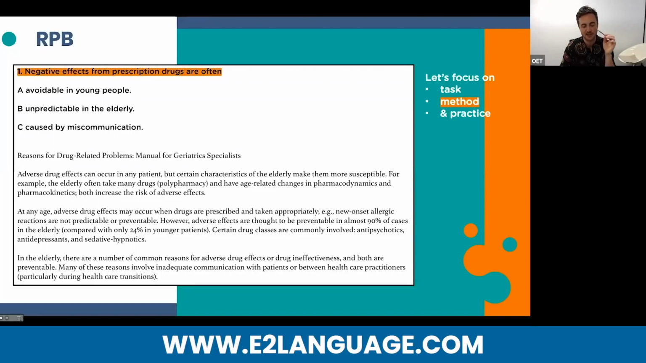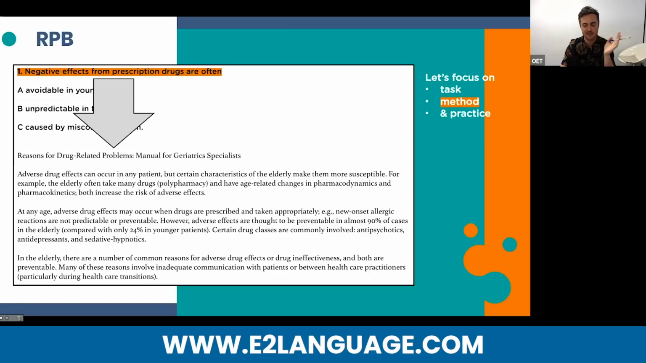But again, we want an approach here. So here's the approach. What we're going to do is read the question stem or the question prompt here. Negative effects from prescription drugs are often what? We're going to skip the answer options. Because if we read the answer options now and then go to the text, it's too confusing and you won't be able to read the text clearly. Now we're moving from speed reading and finding keywords to actual deep reading, where you need to comprehend or understand the text.